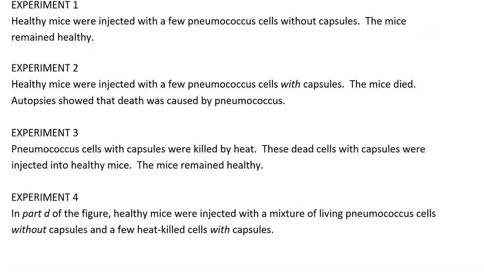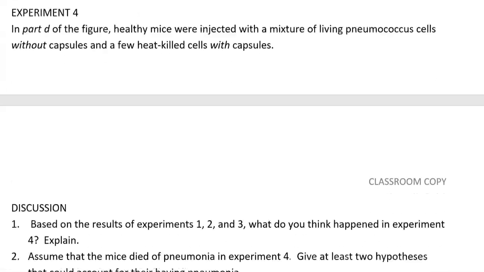Experiment 3: we took Pneumococcus cells with capsules and killed them with heat. These dead cells with capsules were injected into healthy mice, and they remained healthy. In experiment 4, we injected the mice with a mixture of living Pneumococcus cells without capsules and a few heat-killed cells with capsules, so a mixture there.